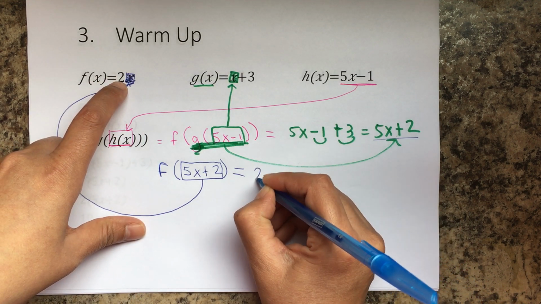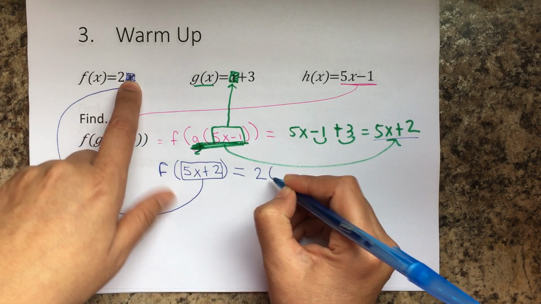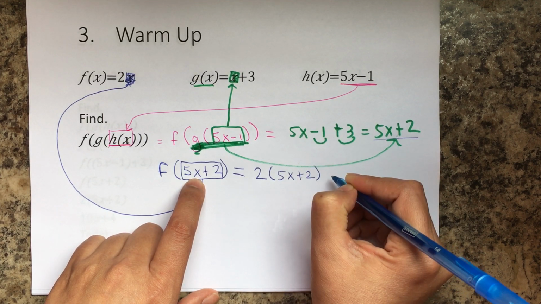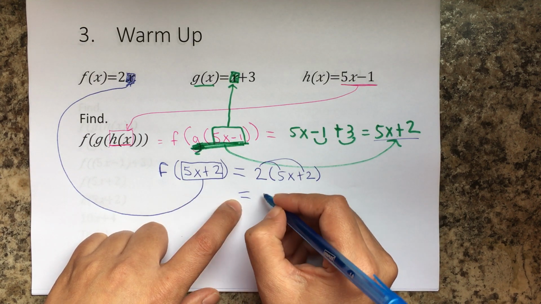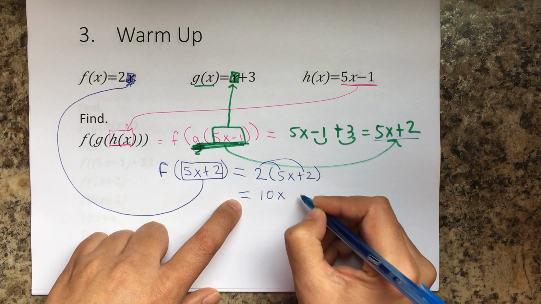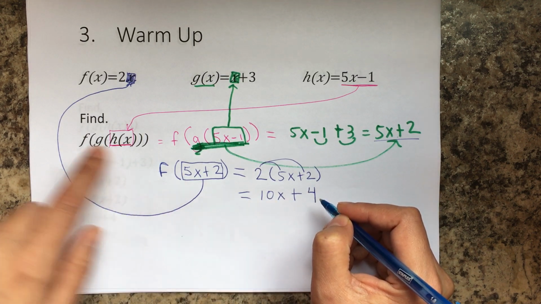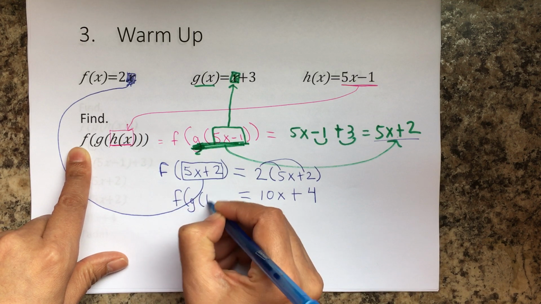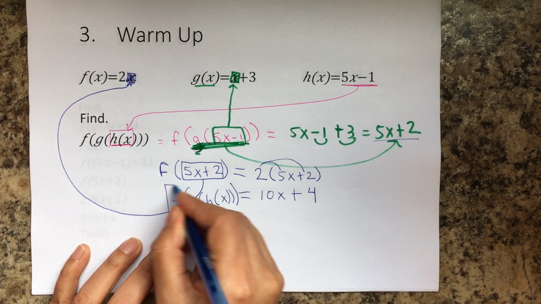And so the rest is just the 2 multiplied by this that is replacing the x. So it's going to be 2 times 5x plus 2. We do the distributive property, and that gives me 2 times 5x is 10x plus 2 times 2 is 4. And so that's the answer for the whole f of g of h of x. Okay, that's my final answer.